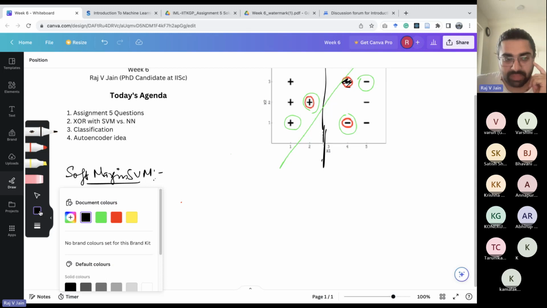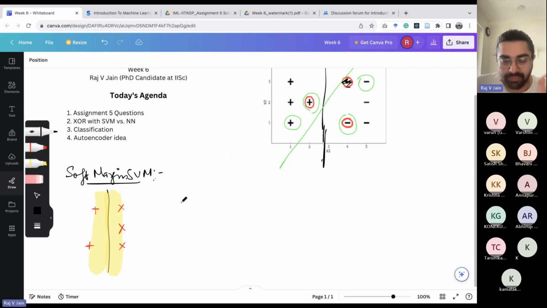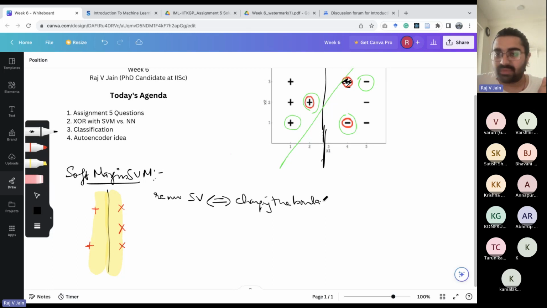But there's one convention that we follow. The convention is that if a point affects the boundary or the margin in any way, only then is it called a support vector, and vice versa. So the blanket statement that you made is perfectly all right, not a problem. If removing support vectors implies changing the boundary, this is fine in the case of SVMs. All right.